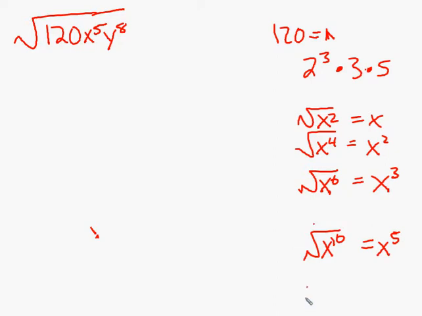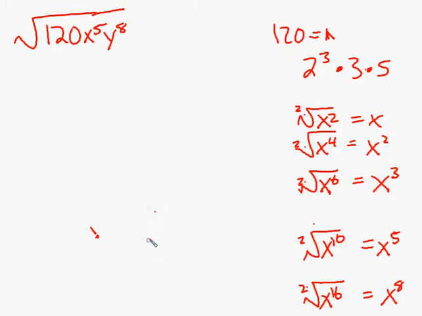Okay, let's do one more. Square root of x to the 16. X to the 8. What am I doing to the exponent? Dividing it by 2. Because look, if the index is not written on a root, it's a 2.